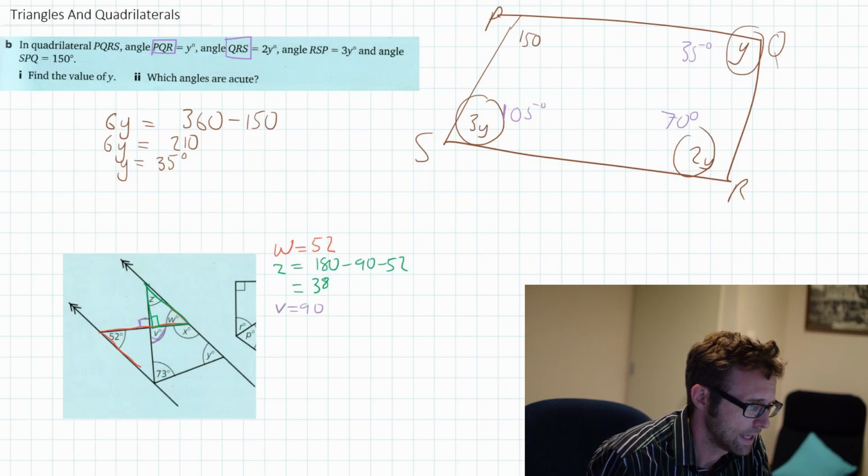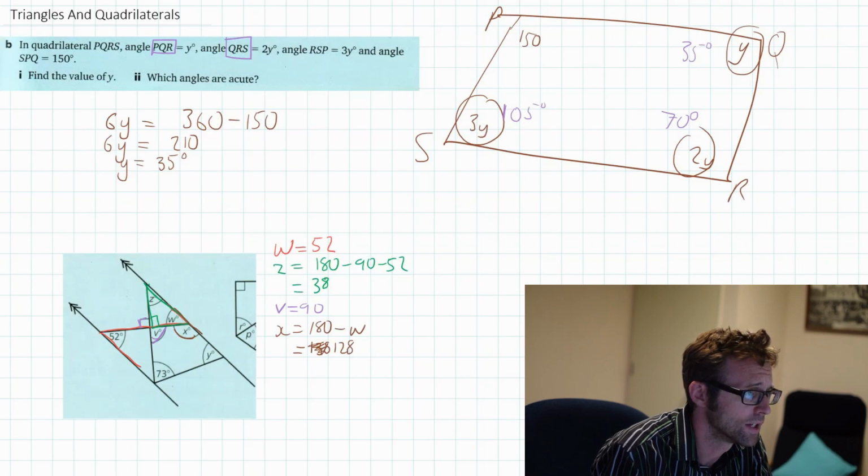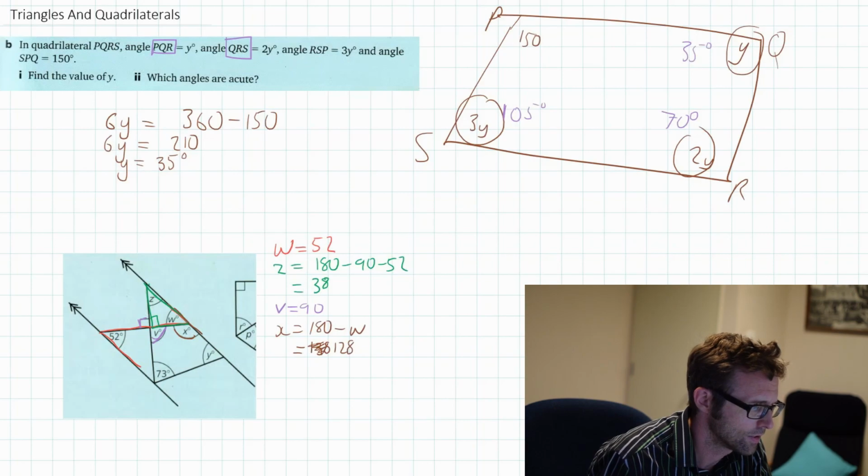Let's try X. Okay, so X is on a straight line with W, so X is equal to 180 minus W, which is 52. So that's going to be 138. No, sorry, 128. Yeah, 128.